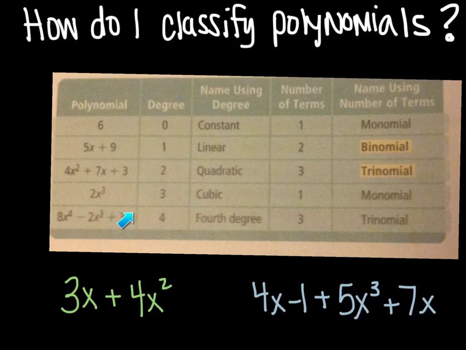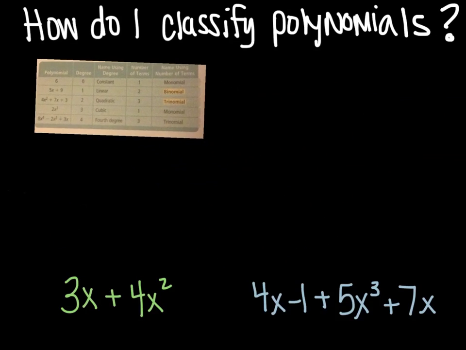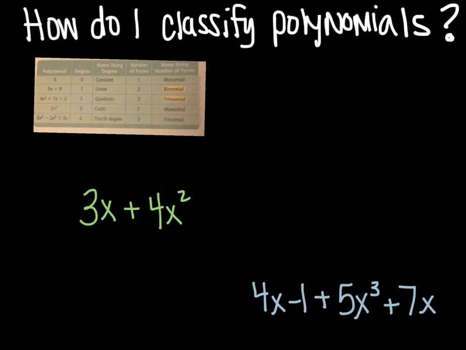And if you think of the root words bi and tri, like a bicycle has 2 tires and a tricycle has 3, that's a great way to help you remember those. So now we're going to use this table to classify these 2 polynomials that you see here below.